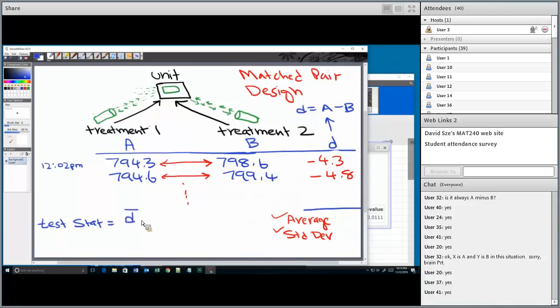D bar, which is the average of D, divided by standard deviation of D over square root of n, where n is how many observations I have. It's that simple. D bar divided by SD over square root of n. This is the test statistic. It is actually much simpler than the one we did earlier today, right? All you have to find are your D's, differences, find its average, standard deviation, and then you have your test statistic. Simple. Let's take a look at it.